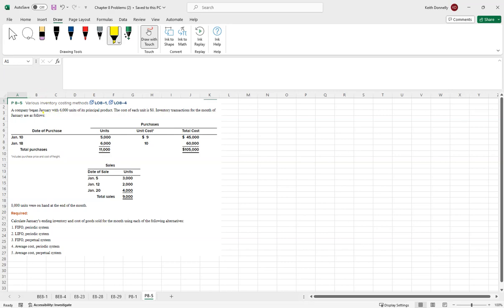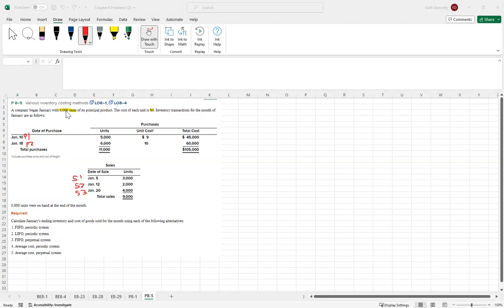It says a company began January with 6,000 units of its principal product. Each unit cost $8. That's going to be our beginning inventory. Then they tell us that during the period, we make some purchases, purchase 1, purchase 2. So we begin with 6, we buy 11. Then they say we also made some sales: sale 1, sale 2, sale 3. So there were 9,000 total that we sold.